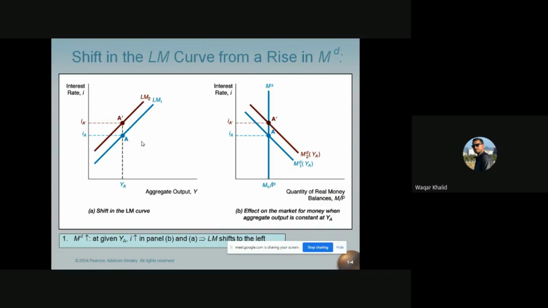The new equilibrium in the market for money now indicates that if aggregate output is constant at YA, the equilibrium interest rate will rise from IA to IA dash, and the equilibrium point moves from point A to point A dash. It means that the LM curve shifts to the right from LM1 to LM2 when the money supply increases, and the LM curve shifts to the left from LM1 to LM2 when money demand increases. So these are the two important factors causing a shift in the LM curve.